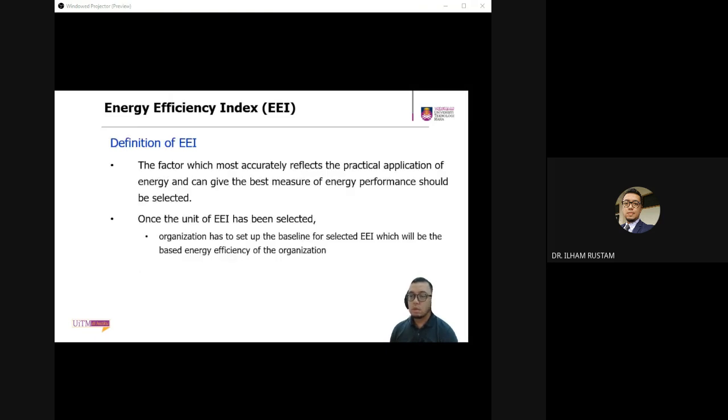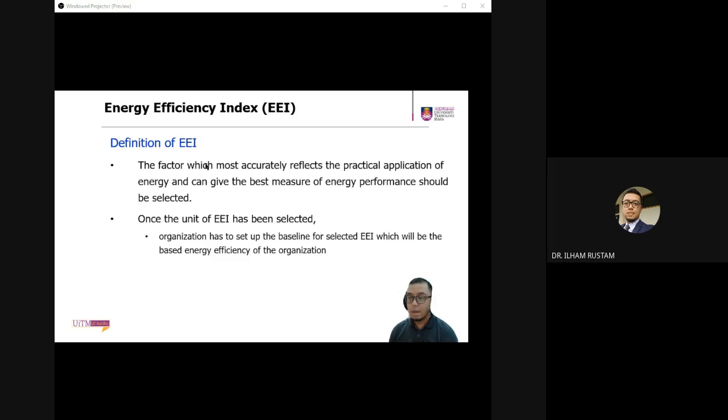Okay, and then the definition of EEI: the factor which most accurately reflects a practical application of the energy. That means like the hospital just now, what is logical for the electrical energy to be used? Again, the patient coming in, if there is a patient. But even if there is a ghost, typically a ghost won't turn on the aircon or the lights. It's not scary if a ghost turns on the lights. I don't know, if you watch Ju-on, they turn on the lights, but typically in logic ghosts don't turn on lights. Humans are in the room, then they turn on the lights.